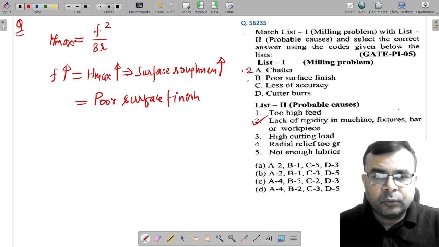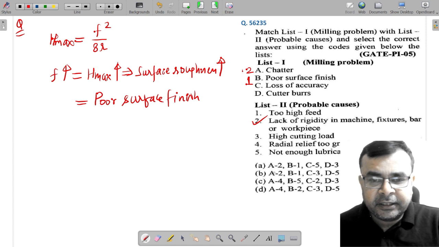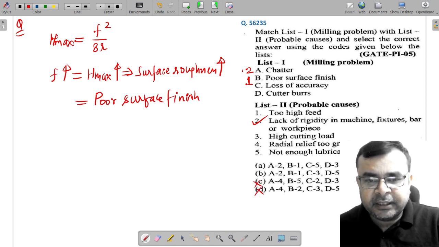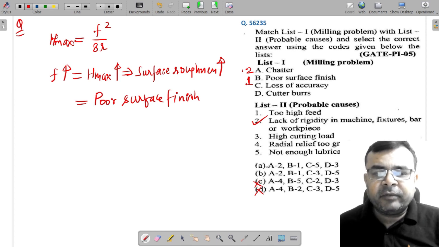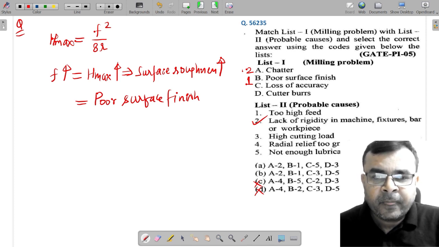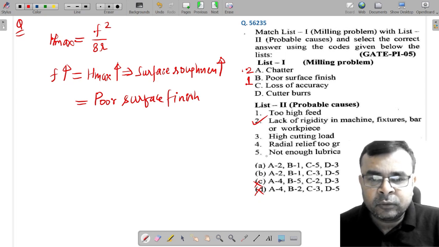This is 2 and this is 1. So let's see, 2 1 2 1. Yes, and here 4 5. So options C and D are wrong. Either we have option A or option B. Next, loss of accuracy. So high cutting load, radial relief too great, and not enough lubrication. I don't know actually about this.